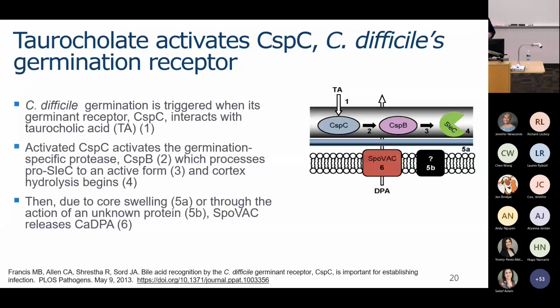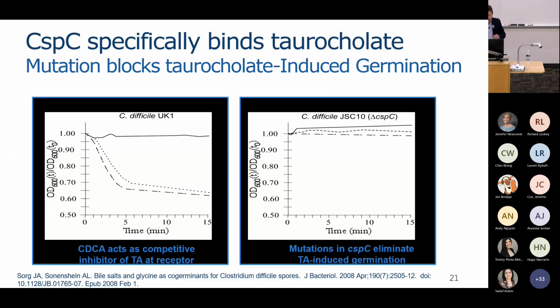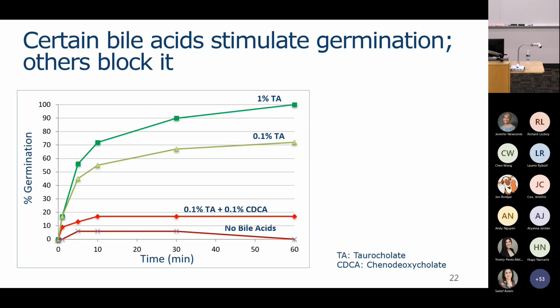And this activated CspC activates the germination-specific proteases. They basically hydrate and hydrolyze the spore, and then the vegetative cell comes out. So that's how it happens. If you look at CspC, it specifically binds taurocholate, and if you mutate the CspC so that it cannot bind taurocholate, then you are going to block germination even when taurocholate is around, suggesting that probably there's no alternative path for germination. This is the required path for germination. So when you look at a germination assay, by the way, germination assays are really hard.